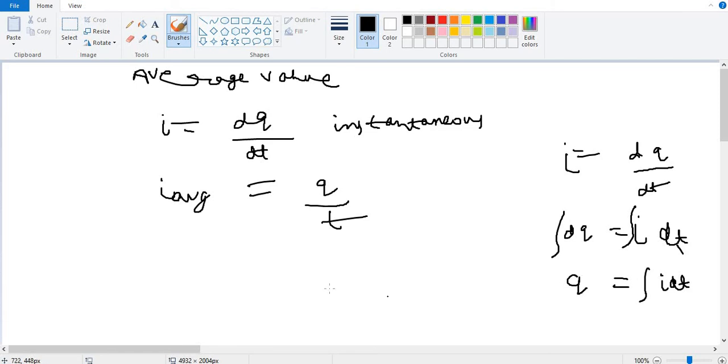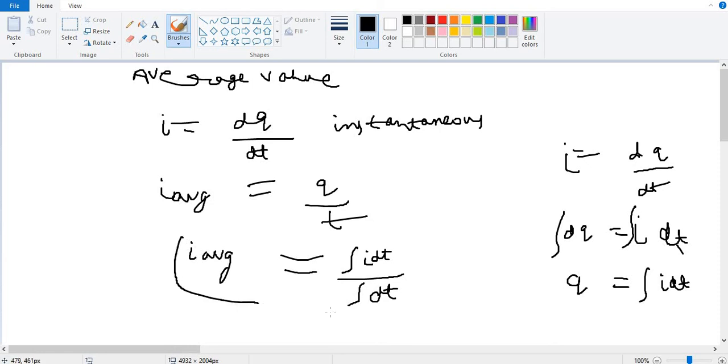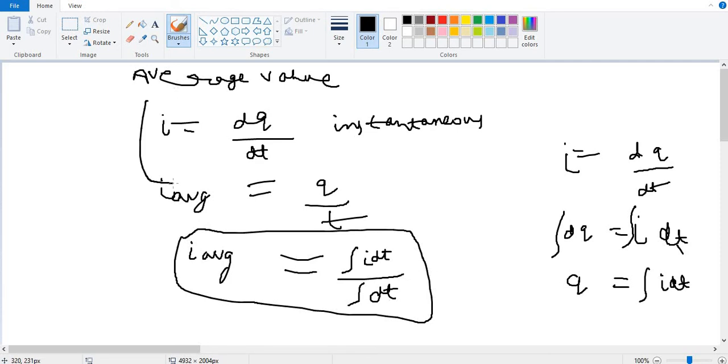So I can write q is equal to integration of I dt. And what is the t? Simply integration of dt. So this is the value of I average. When do I have to use this formula and when do I have to use that formula? I average is equal to integration of I dt by integration of dt, and the other one is I equal to dq by dt, that is at instantaneous.